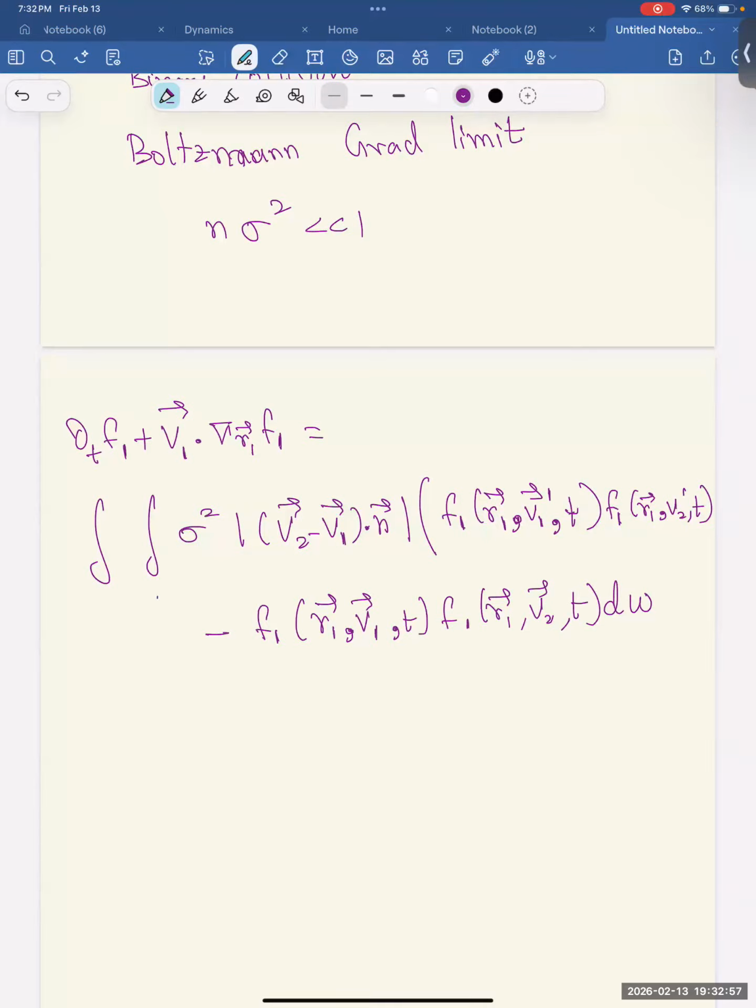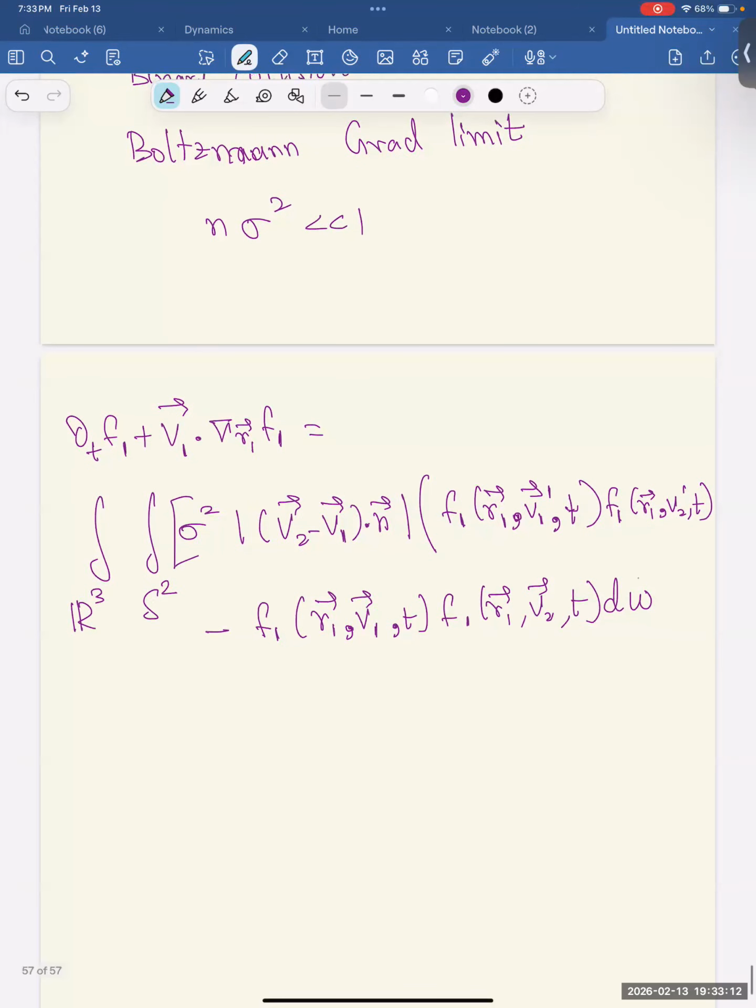The inner integral is an integral over the sphere. Let's call it the contact sphere. And the outer integral is over all of velocity space, that's in R3. So we have dV2. This is the Boltzmann equation, and this is what we derived.